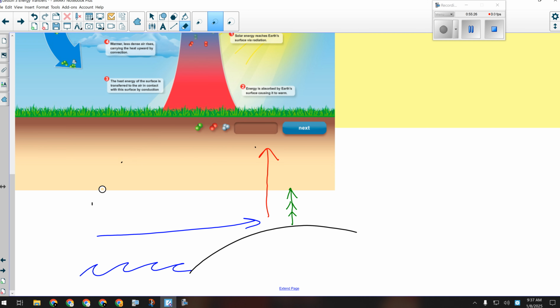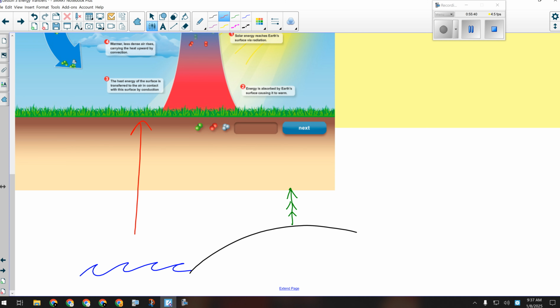So at night, the land loses its energy faster than the ocean because it has a lower heat capacity, so it doesn't retain its heat nearly as well. So in the evening, the situation is reversed. The air over the ocean is warm and rises. The air over the land is cooler and goes this way, and you get a land breeze. But it's all related to just simply the movement of air.